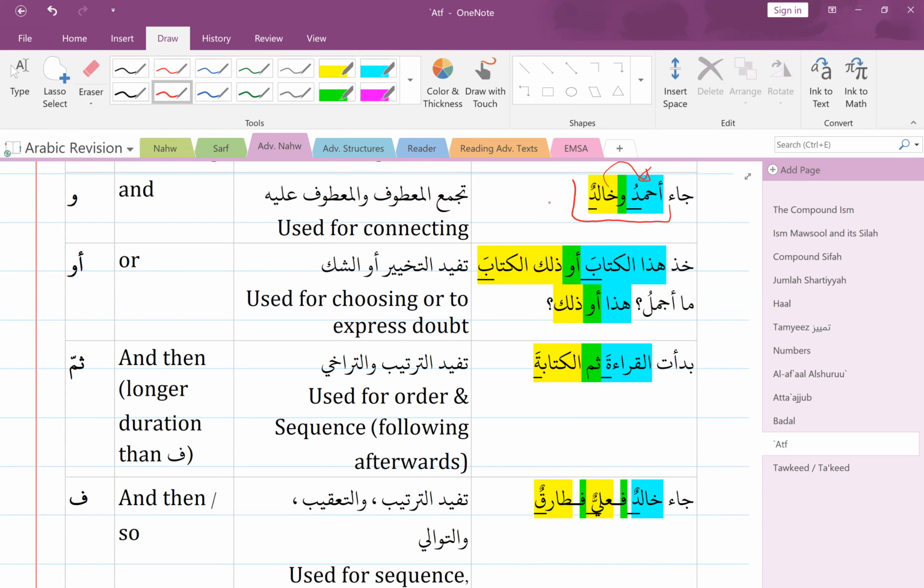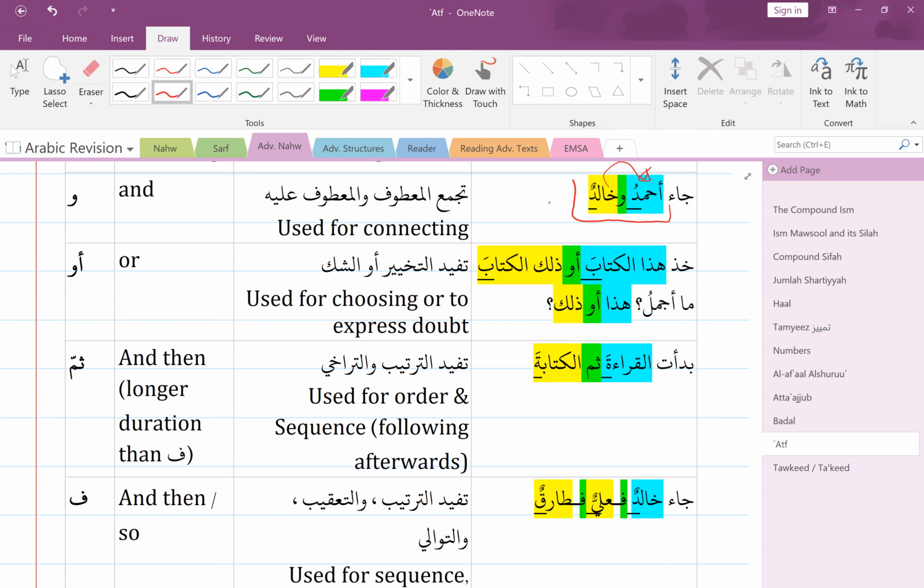For example, you go to a library or a bookshop, and the storekeeper tells you, خذ هذا الكتاب أو ذلك الكتاب. Take this book or that book. Basically, choose one. This is good, that is good. Pick one. Choice, right? Or you've gone shopping with your mom and you don't know which dress is beautiful, and you say, ما أجمل؟ Which one is beautiful? هذا أو ذلك؟ This or that? See, that's how it's used. I'm not sure which one is beautiful, so I'm asking for an opinion. So I'm expressing some doubt. Okay, so that's harf atf aw.